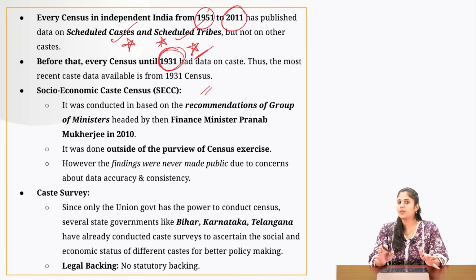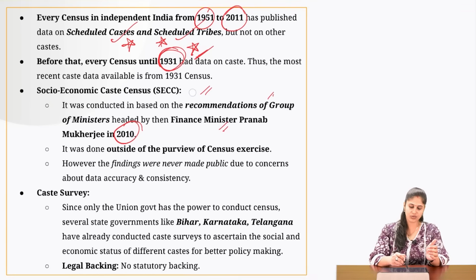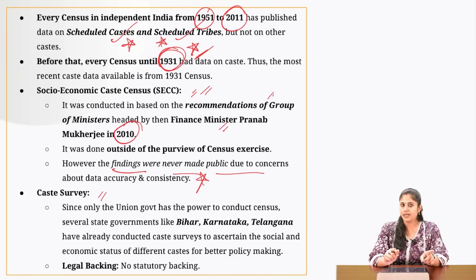When it comes to the socio-economic caste census data, which was carried out in 2011, that was done based on the recommendation of the group of ministers which was headed by the then Finance Minister Pranab Mukherjee. So the government took the decision in 2010, and based on that, this census was carried out, the socio-economic caste census. However, the findings were never made public, okay? Not all the findings were made public because there was huge discrepancy when it comes to the data that was collected. When it comes to caste survey, we studied right now that when it comes to census, it falls in the union list.